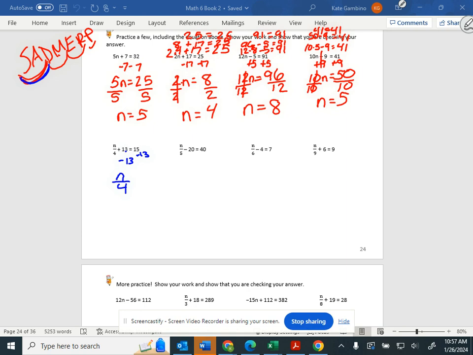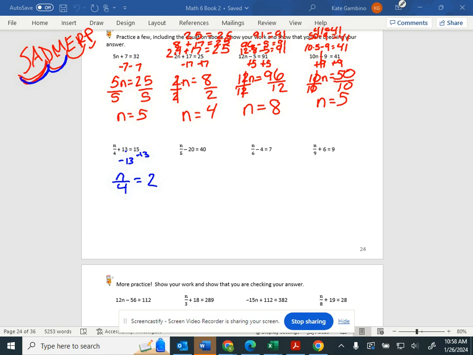Because if I minus from one side, I have to minus from the other side. So I'm going to subtract out of both sides. So 15 minus 13, that's how I got the 2. Then we looked at it and said, okay, the next step is dividing or multiplying.